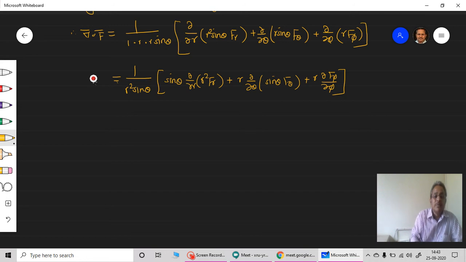Okay, simplify this further again. 1/(r square sin theta) as it is into the bracket. Now differentiate the ∂/∂r and ∂/∂theta terms, whatever terms there. So this gives me sin, this bracket should be this type of curly bracket here.